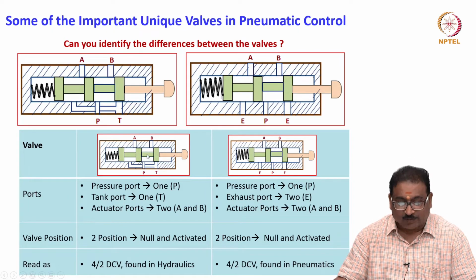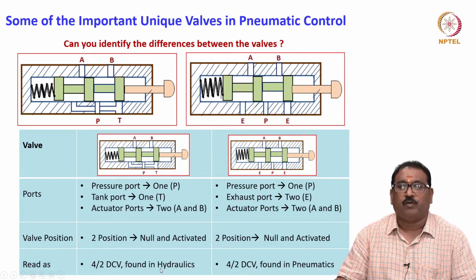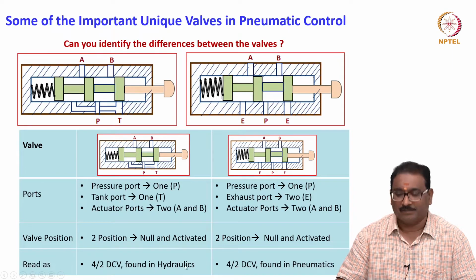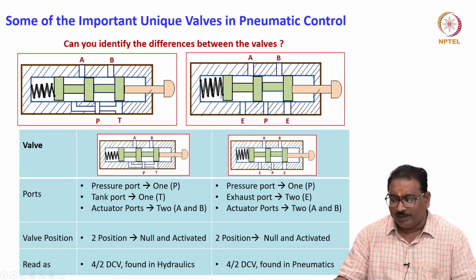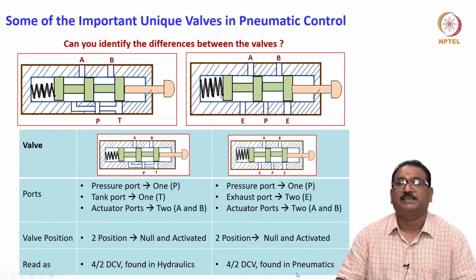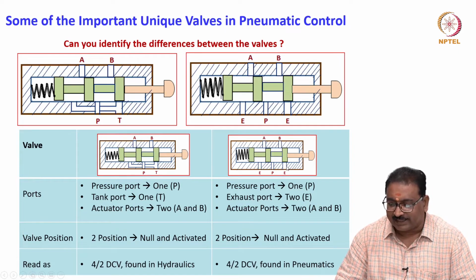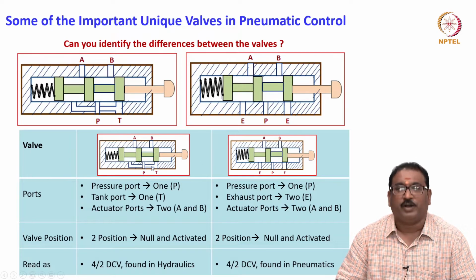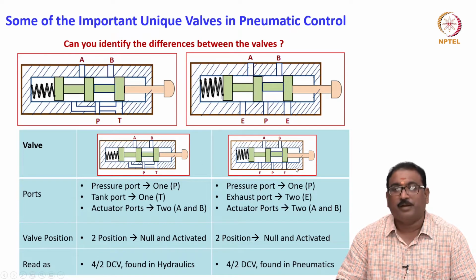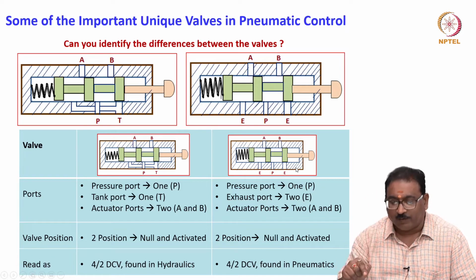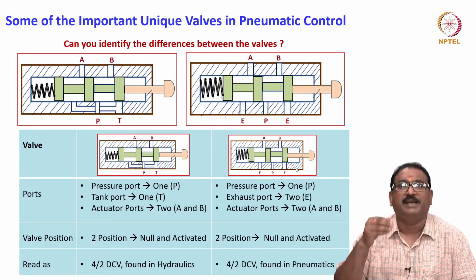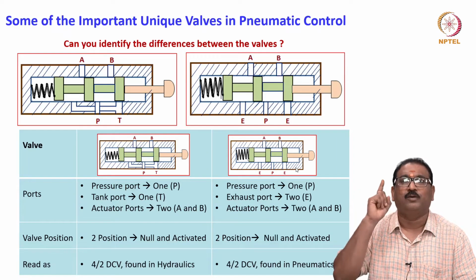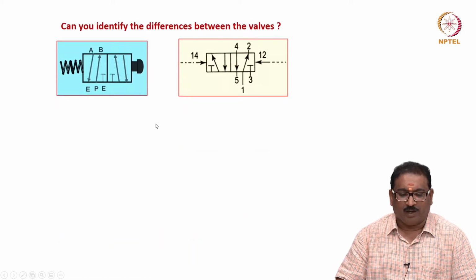Please understand, you can read this as a 4/2 directional control valve found in hydraulics. You will see this 4/2 DCV is found in pneumatics, because friends, the exhaust is direct to the atmosphere, with no cutting in the valve body, 2 exhaust ports, the purpose is the same. That is why even though it has 5 ports, it can be treated in pneumatics as a 4/2 DCV. Please understand this. Next we will move on to one more valve.